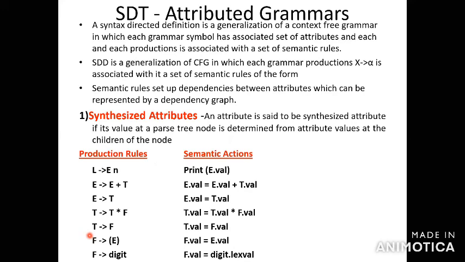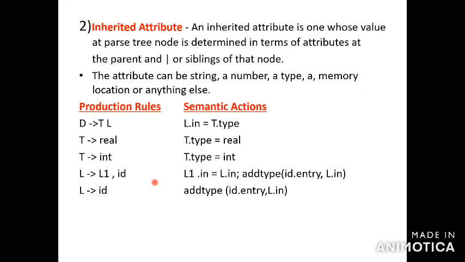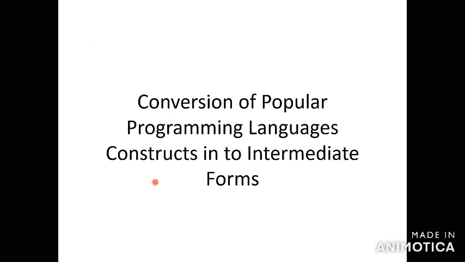Inherited attributes mean the value can be determined from the children, siblings or parent of the node. So these are the two types of attributes, synthesized attributes and inherited attributes, in attributed grammars. Next is the conversion of popular programming language constructs. In that we have many statements: case statement, switch case statement, flow of control statement, Boolean expression statement, backpatching, declaration, procedural calls. These are all the conversions of popular programming language constructs into intermediate code forms.